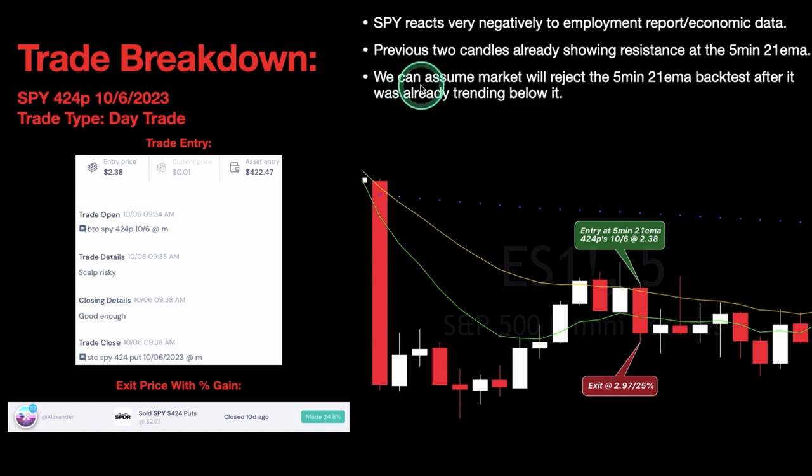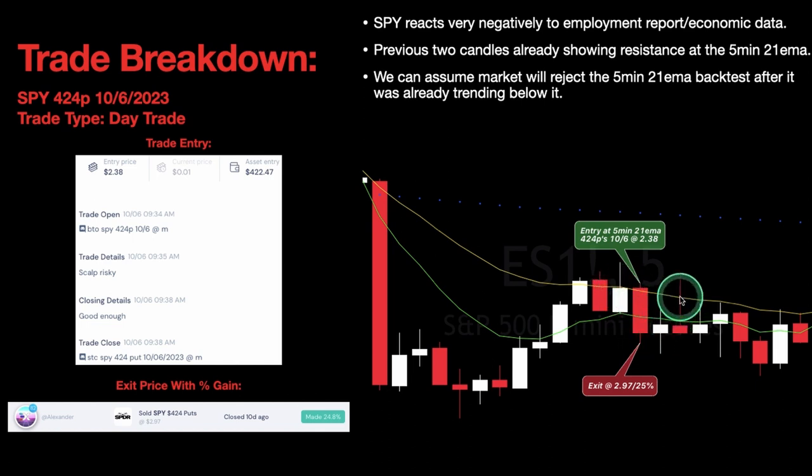And like I said, we can assume that the market will reject the 5 minute 21 EMA back test after it was already trending below it. So it was already trending below it all morning. It finally pulls up into it. This is the first initial test since dropping. So we can assume that there's already a negative sentiment in the air and we can go ahead and try to go short, try to get some downside. And it worked pretty good.